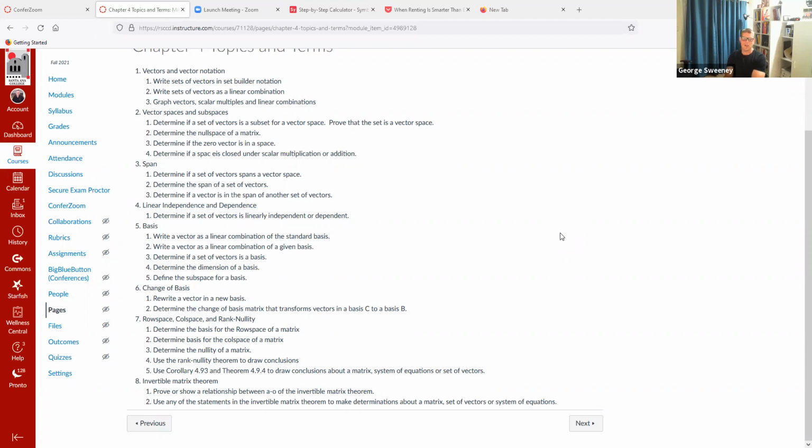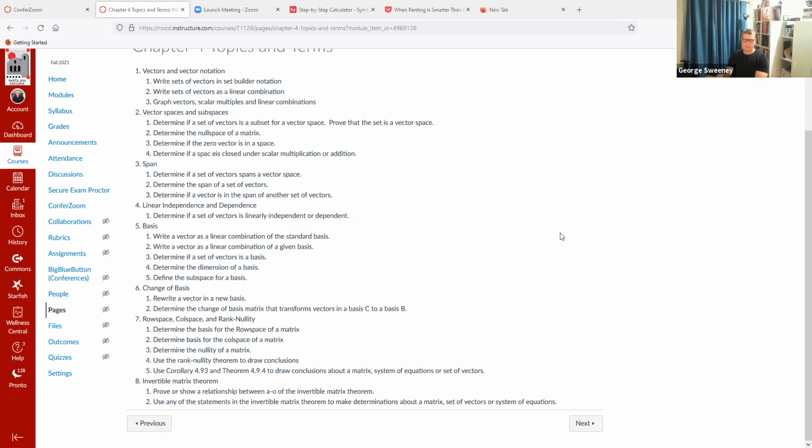Use corollary 4.93 and theorem 4.94 to draw conclusions about a matrix, system of equations, or set of vectors. And that's basically, you know, Ax equals b has a unique solution. What does that say about the column space? What does that say about the null space? Or what about the null space and linear independence and dependence? We talked quite a bit about those, so make sure you look at those.